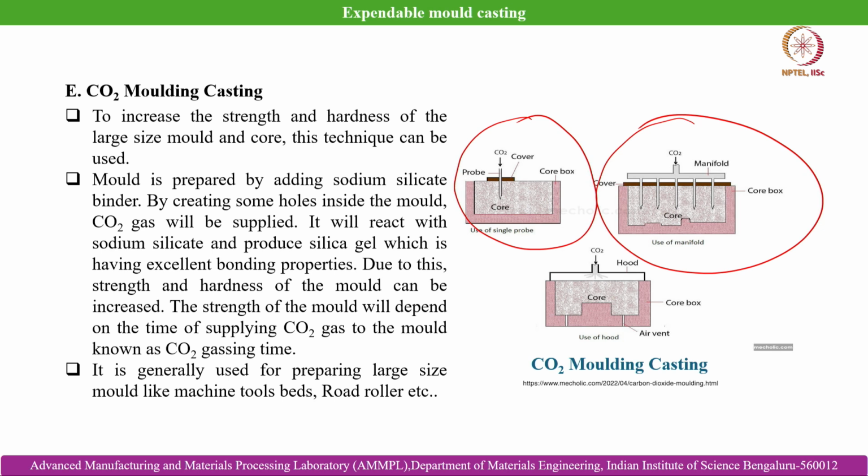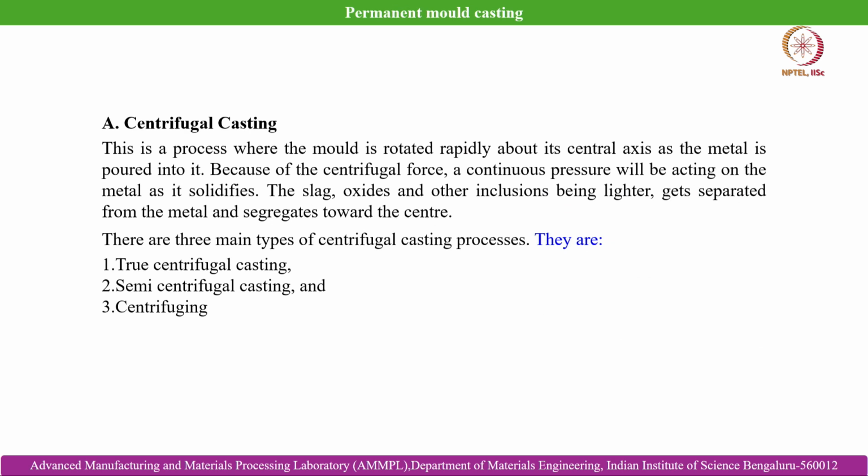It is generally used for preparing large size molds like machine tool beds, road rollers, etc. So, this is how CO2 molding is done, and this is its versatility. So, going ahead, we now reach centrifugal casting.